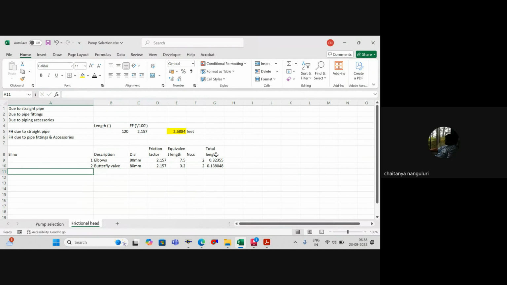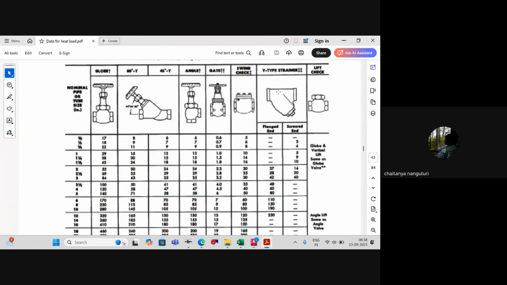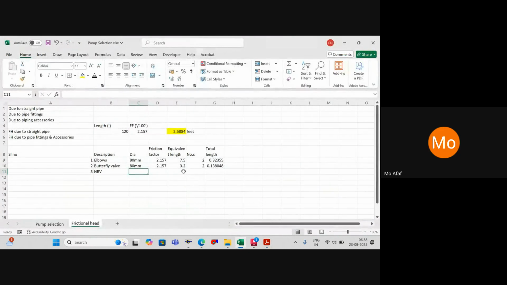The last one that I have is your NRV, non-return valve. Your non-return valve is nothing but your check valve. For a 3 inch check valve, the equivalent length is 30 feet. This is also 80 dia, so the friction factor will be the same, and this is 30 feet equivalent length. How many check valves are there? One number.